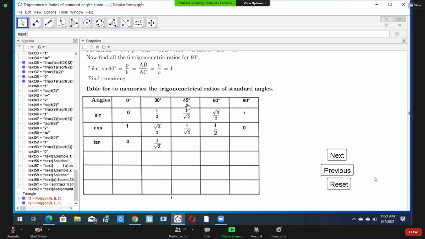Now tan 45 degree equal to how much? Tan 45 degree equal to? Anyone tell me? 1. Yeah, 1, because tan 45 degree equal to sin 45 degree upon cos 45 degree. Value of sin 45 degree equal to 1 by root 2, value of cos 45 degree equal to 1 by root 2. So 1 by root 2 into the reciprocal of 1 by root 2 is root 2 upon 1. So root 2 and root 2 cancel, and finally we get 1 here.